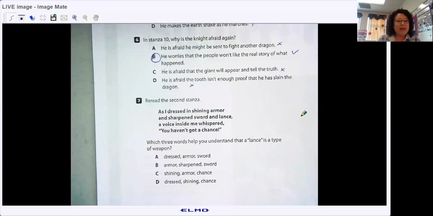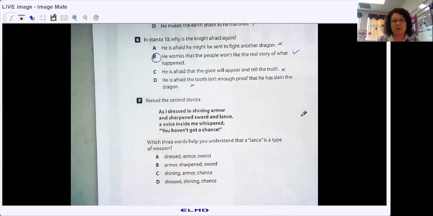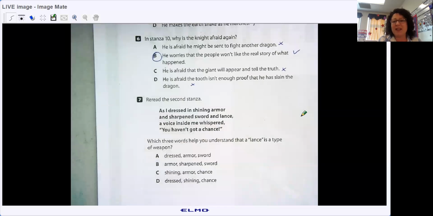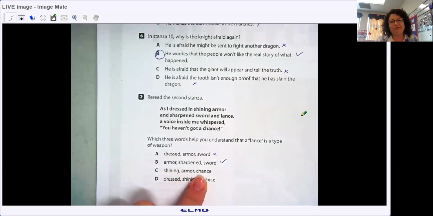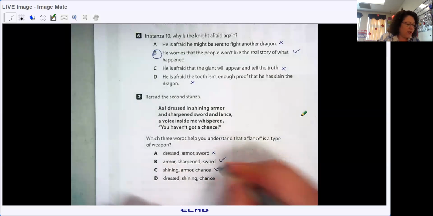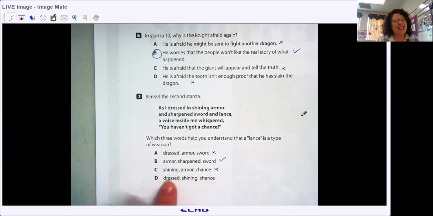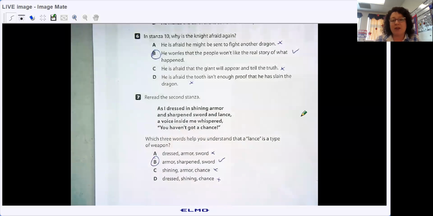Okay, last question. Reread the second stanza. Now, they already put it here, so you don't have to go back into this poem. As I dressed in shining armor and sharpened sword and lance, a voice inside me whispered, you haven't got a chance. Which three words help you understand that lance is a type of weapon? Dressed, armor, sword. I don't think so. Dressed does not help me tell that it's a weapon. Armor, sharpened sword. Armor is not a weapon, that's what they wear, but it kind of goes together, doesn't it? I would say maybe. Shining armor, chance. Shining and chance, definitely not. Dressed, shining, chance. None of those. So B is our correct answer.